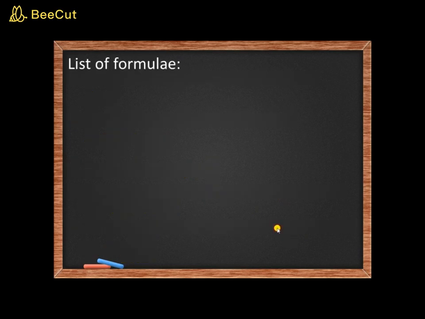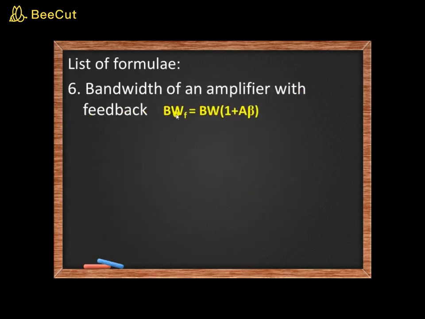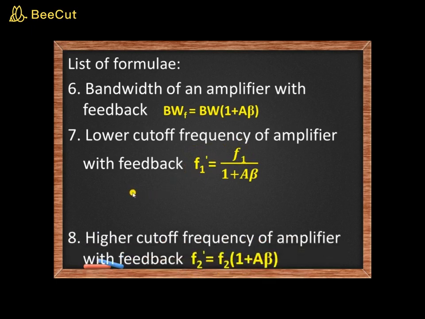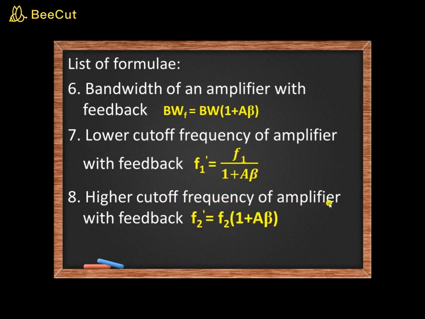So let's proceed. The next one is the bandwidth of an amplifier with feedback, given by BWF is equal to BW into 1 plus A beta. Here BWF is the bandwidth of an amplifier with feedback, and BW is the bandwidth of an amplifier without feedback. The lower cutoff frequency with feedback, F1 dash, is equal to F1 divided by 1 plus A beta, where F1 is the lower cutoff frequency without feedback. The upper cutoff frequency with feedback, F2 dash, is equal to F2 into 1 plus A beta, where F2 is the upper cutoff frequency of an amplifier without feedback, right?